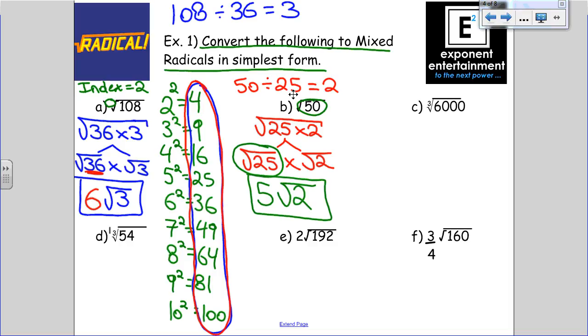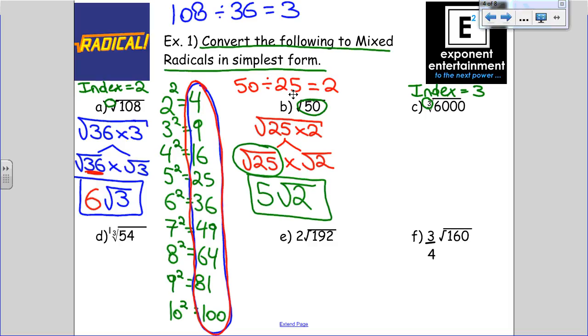All right, we're going to do another one. If you look at C, you're going to notice that there's something different about C. C has a new index. That index equals 3. If the index equals 3, that means you need a whole new chart. You can't use your square chart. You need to use something called your cube chart.